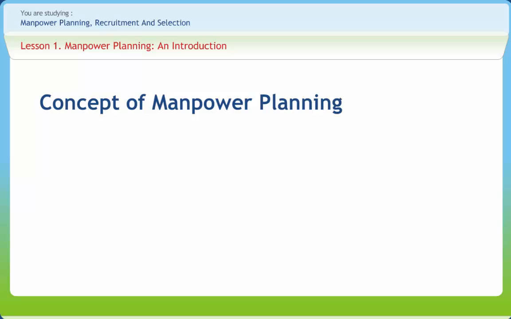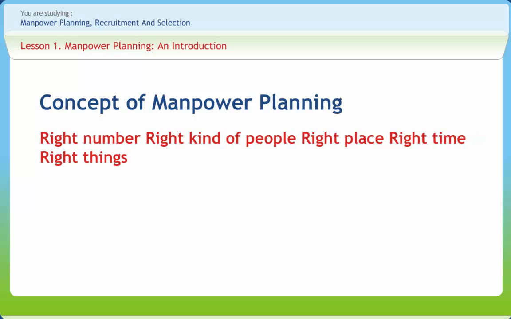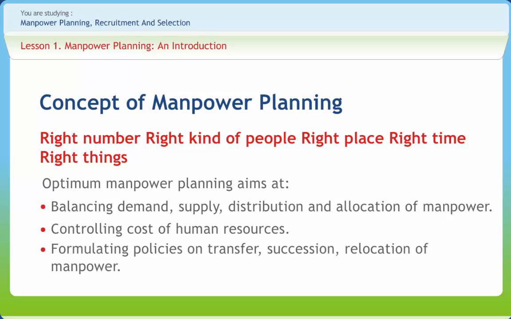Manpower planning, which is also called human resource planning, consists of putting the right number of people, the right kind of people at the right place, at the right time, doing the right things for which they are suited, for the achievement of the goals of the organization. Optimum manpower planning, therefore, aims at balancing demand, supply, distribution, and allocation of manpower, controlling cost of human resources, formulating policies on transfer, succession, reallocation of manpower.